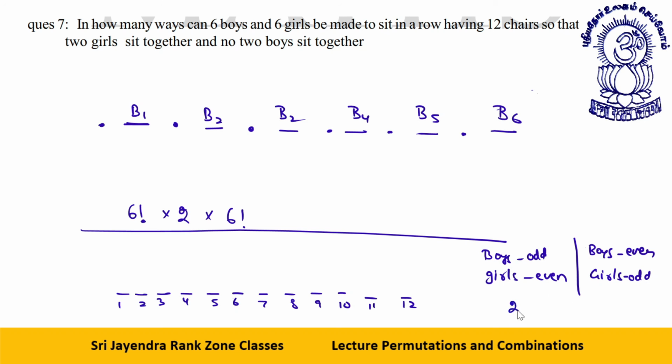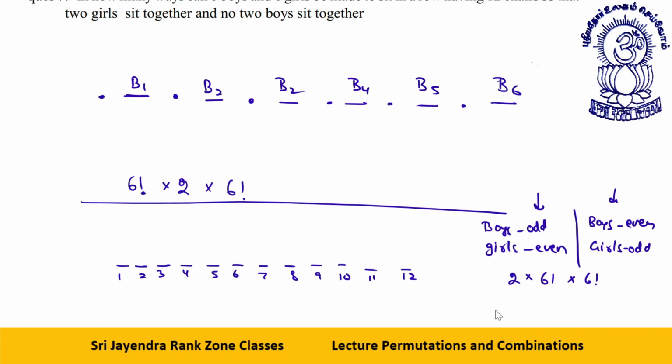So this is how many ways? Two ways. Either I can pick this one or I can pick this one. Now there are six even places and six boys. Number of ways of arranging them, six factorial. Six odd places and six girls. Number of ways of arranging them, six factorial. So this gives you 2 into 6 factorial into 6 factorial. This is your answer, the same as the previous one. Super clear? Okay.